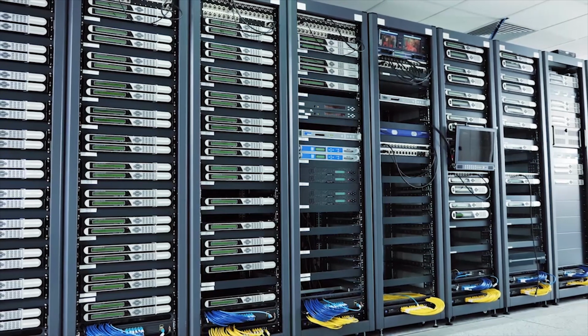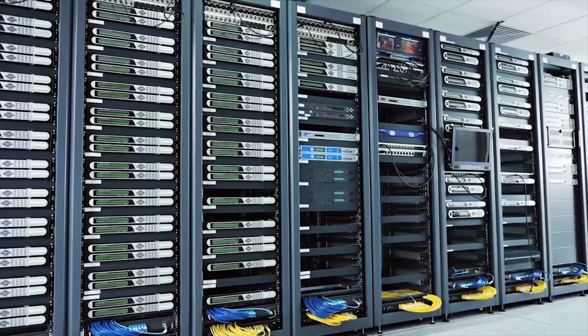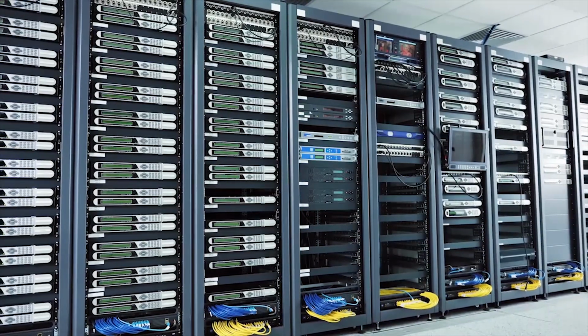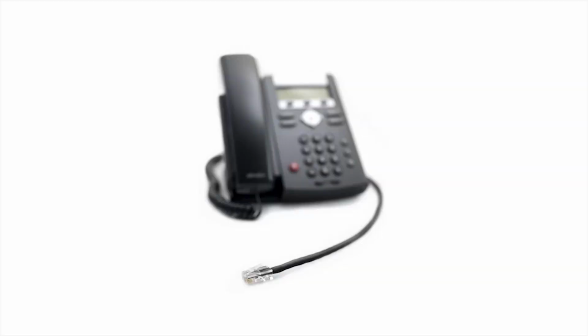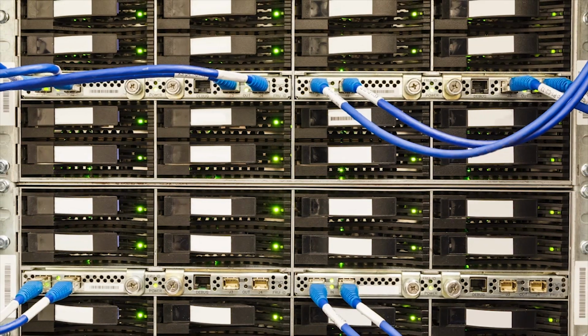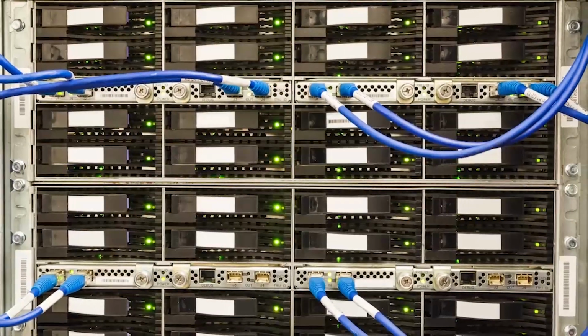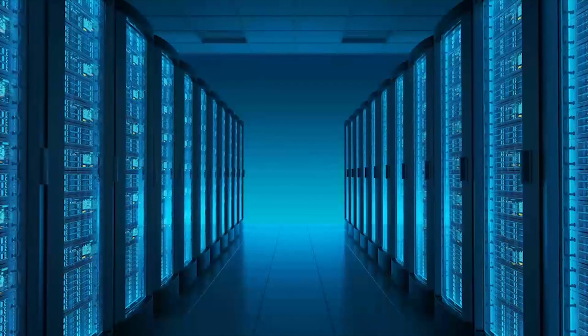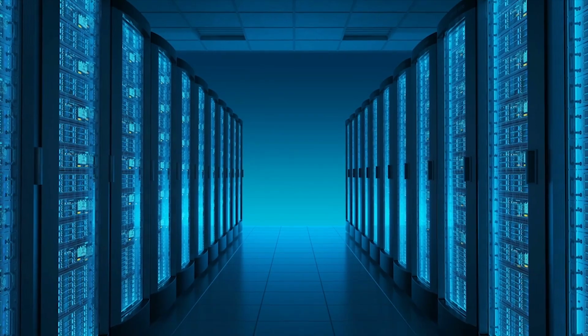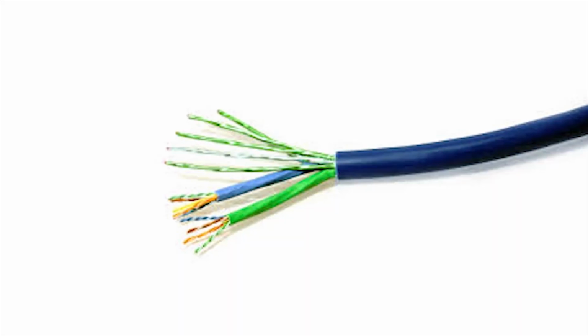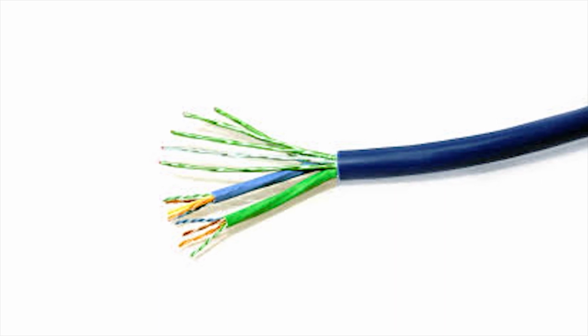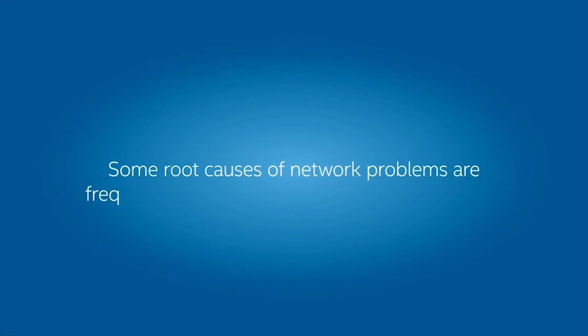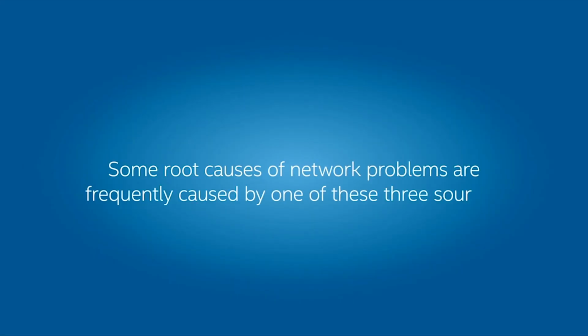Different causes of network problems. A LAN is comprised of many elements: printers, monitors, PCs, IP phones, servers, storage hardware, networking equipment, security software, network applications, enterprise applications, office productivity applications, and more. Devices on the network are linked physically by twisted pair copper, fiber, or wireless access points. Some root causes of network problems are frequently caused by one of these three sources.